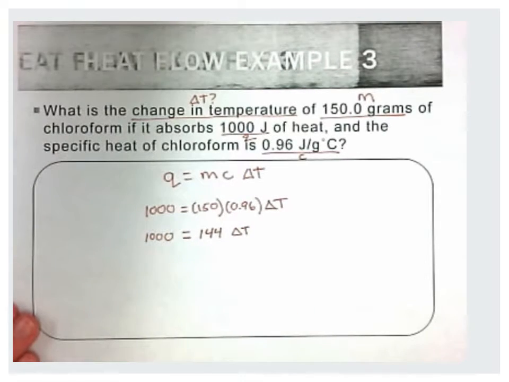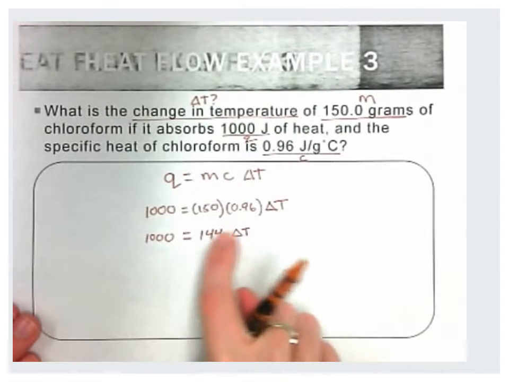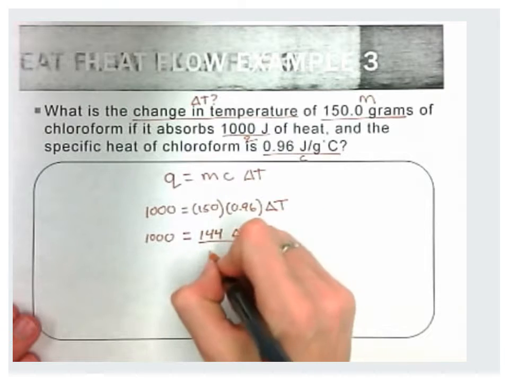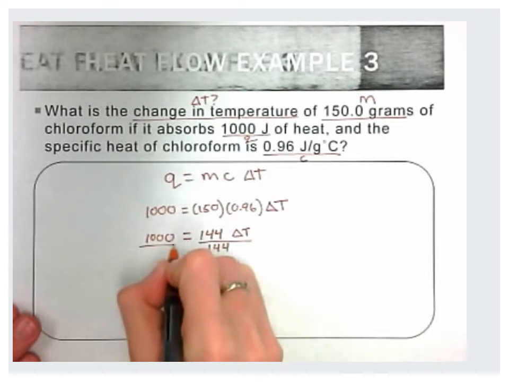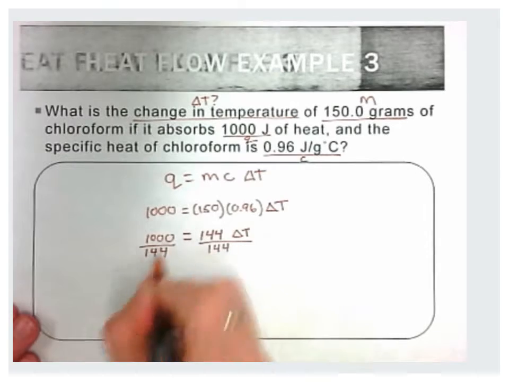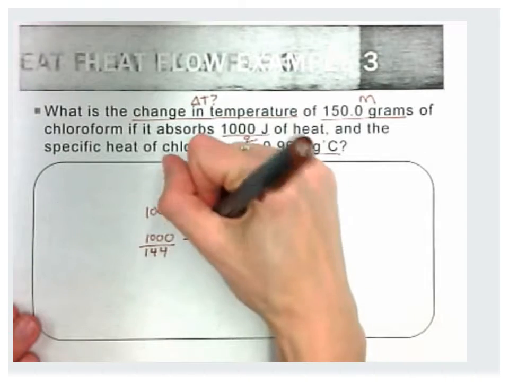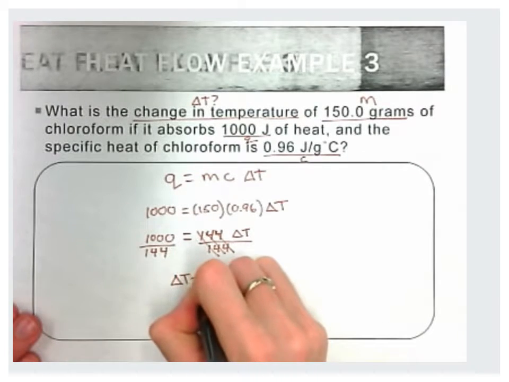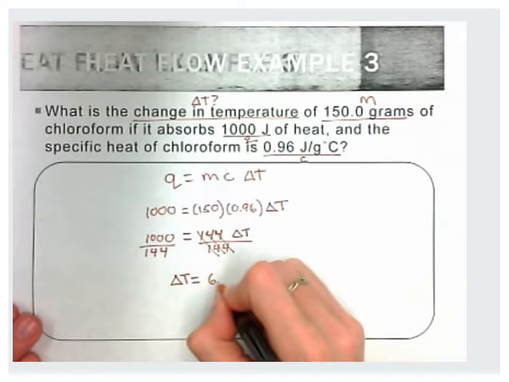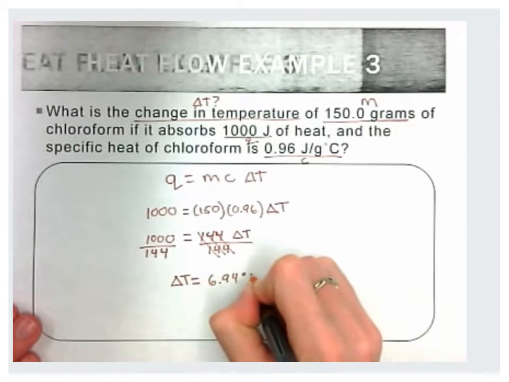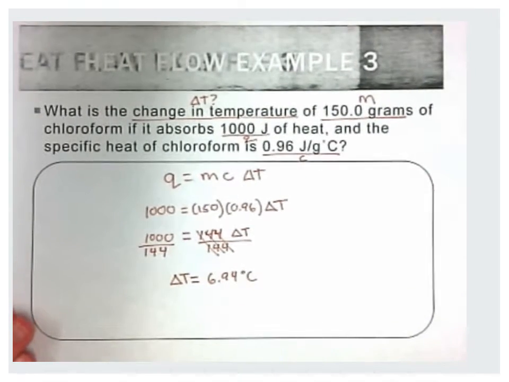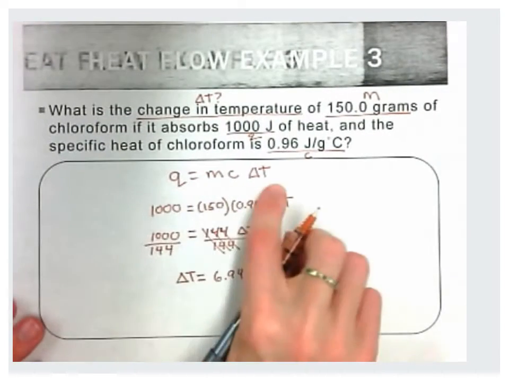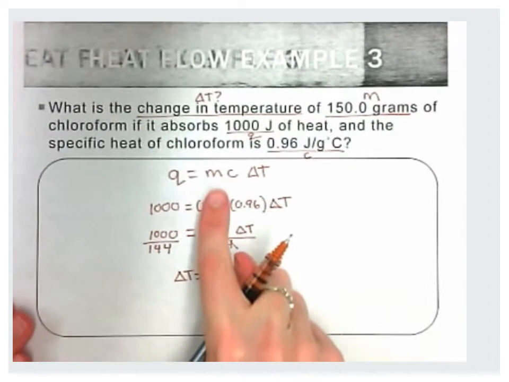I haven't done anything with it yet. Now I'm undoing this math. Delta T is multiplied by 144, so to get delta T to stand alone, I'm dividing by 144 here. Whatever I do over there, I have to do over here. This will cancel, and I'm left with delta T is equal to 6.94 degrees Celsius.